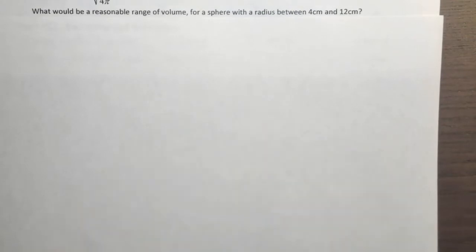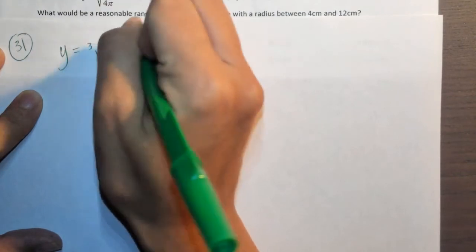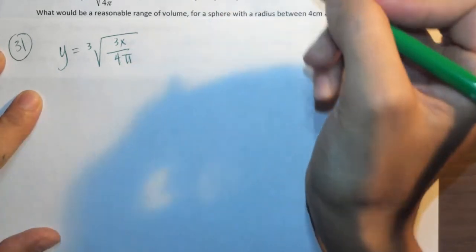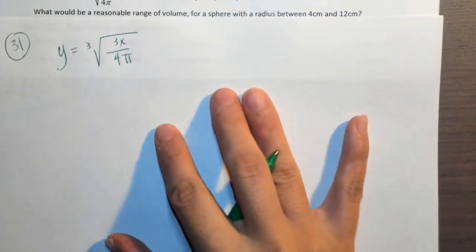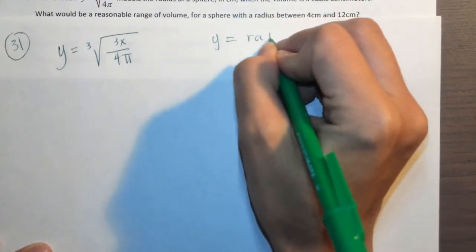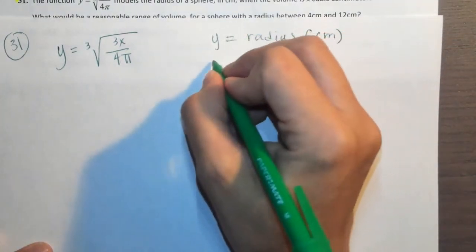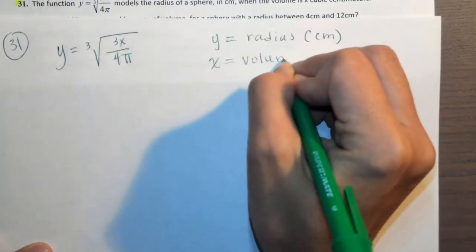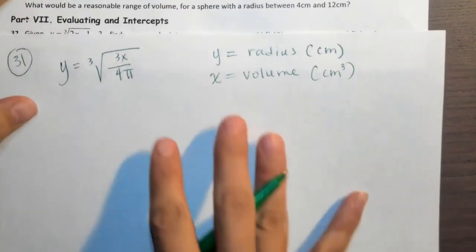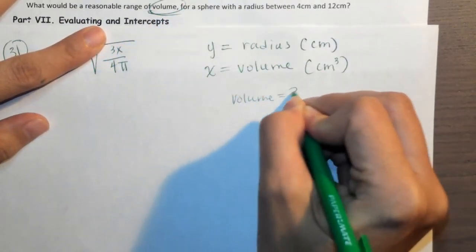There's a lot going on here. So we have this function. This is number 31. Y equals the cube root of 3x over 4 pi. Models the radius of a sphere in centimeters. So y represents, guys, the radius in centimeters. And then the volume is x. So x represents the volume in cubic centimeters, so centimeters cubed. They want to know what would be a reasonable range of the volume. So we're looking for volume. That's what we're looking for.